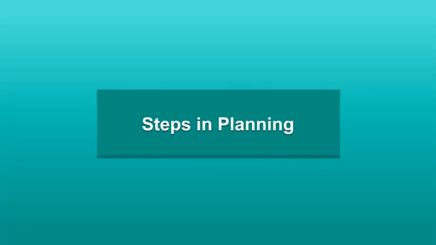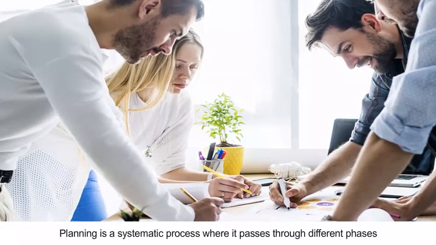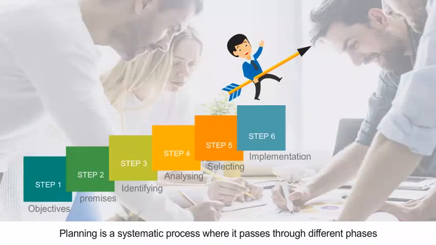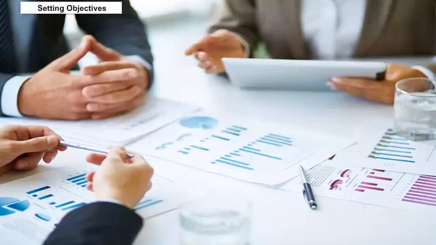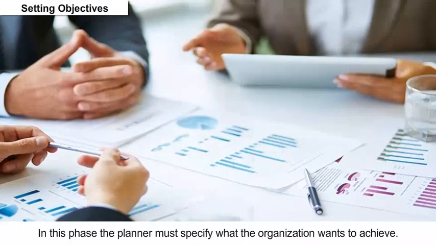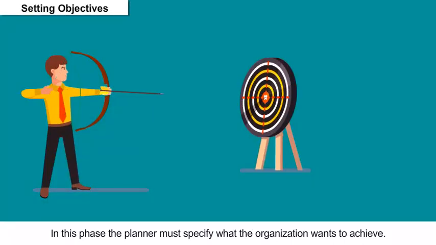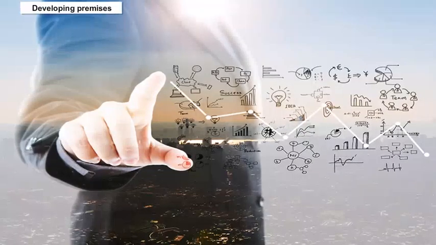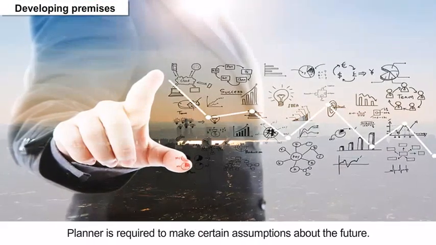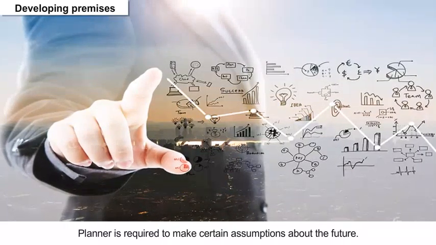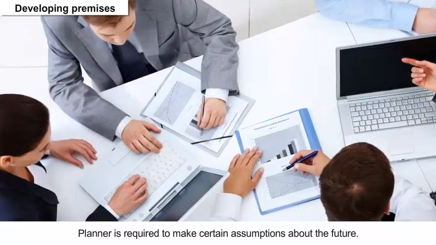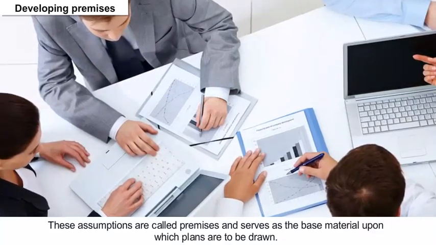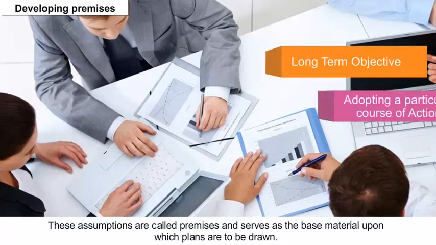Steps in planning. Planning is a systematic process where it passes through different phases, discussed below. Setting objectives. In this phase, the planner must specify what the organization wants to achieve. Developing premises. The planner is required to make certain assumptions about the future. These assumptions are called premises and serve as the base material upon which plans are to be drawn.